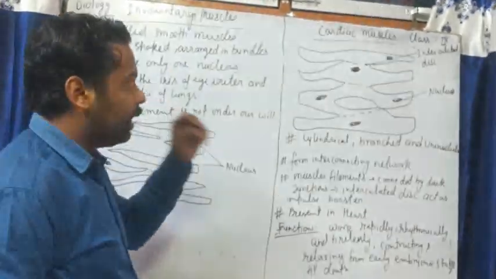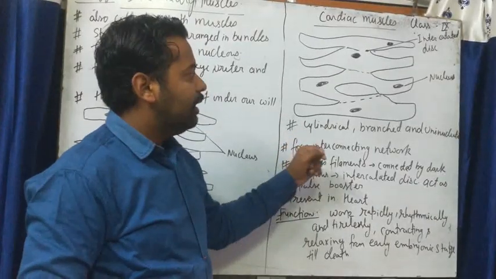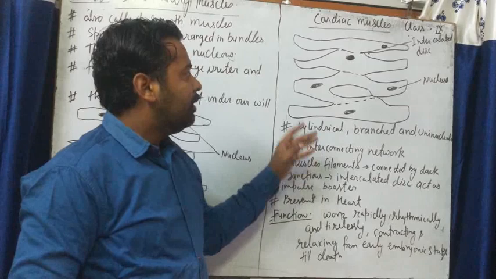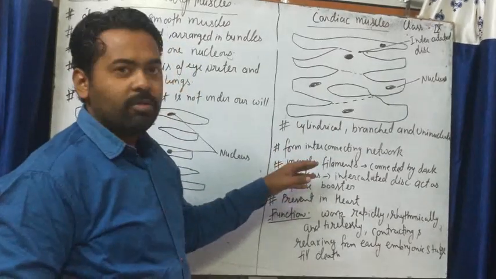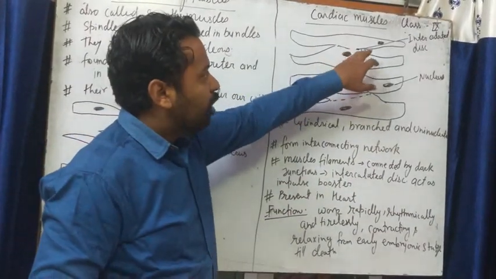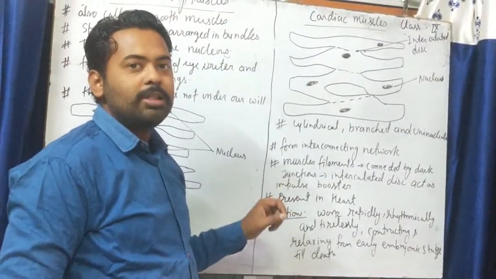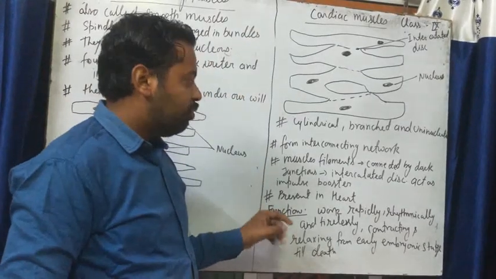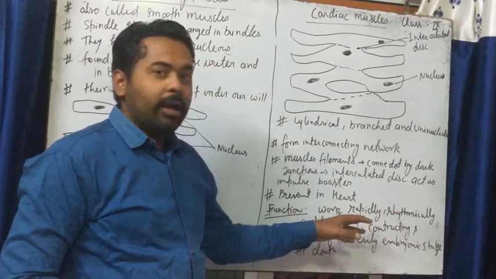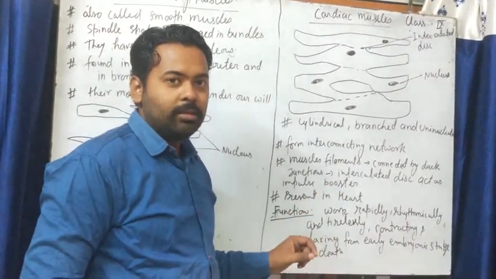Now moving towards cardiac muscles. Cardiac muscle, the structure is there. They are cylindrical, branched and uninucleated. They form an interconnecting network. Muscle filaments are connected by dark junctions called intercalated discs. They are present in our heart. It means heart muscle is made up of cardiac muscles. Next is functions. It works rapidly, rhythmically and tirelessly, contracting and relaxing from the earlier embryonic stage onward.